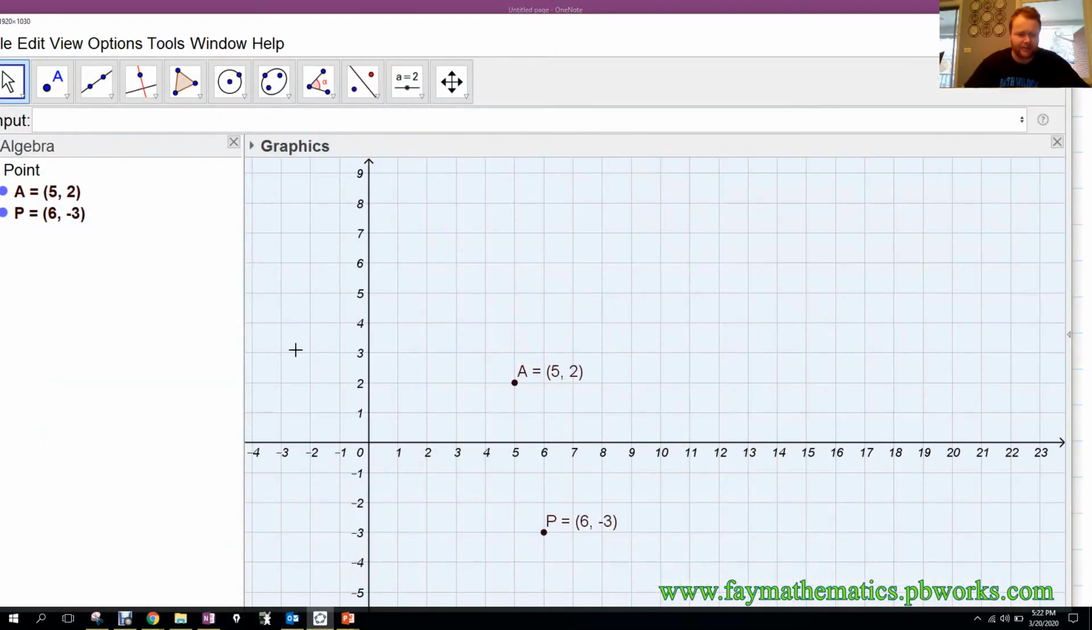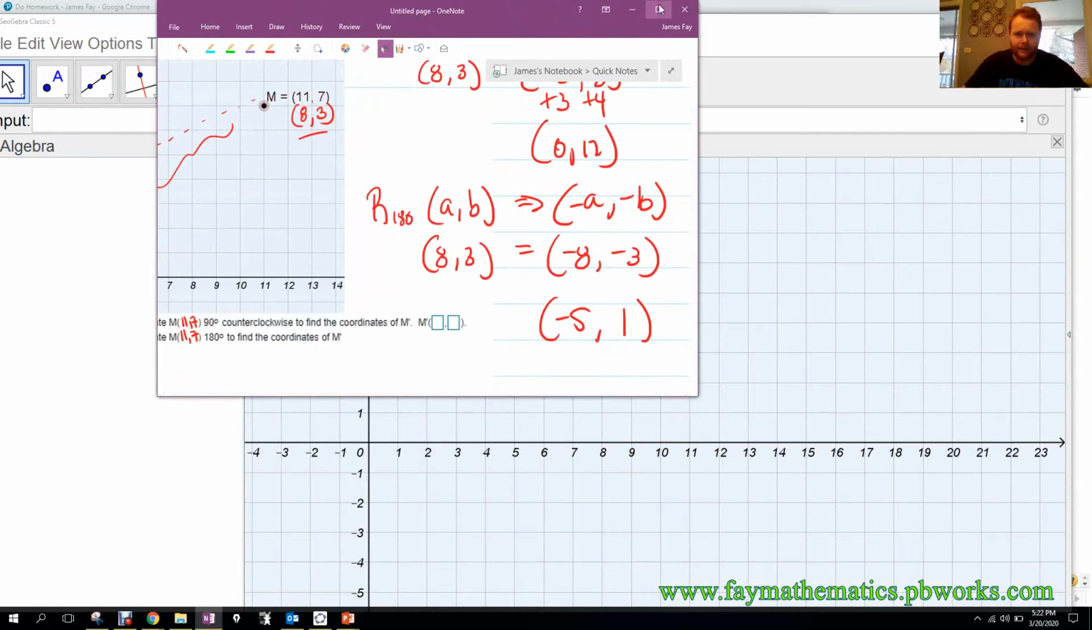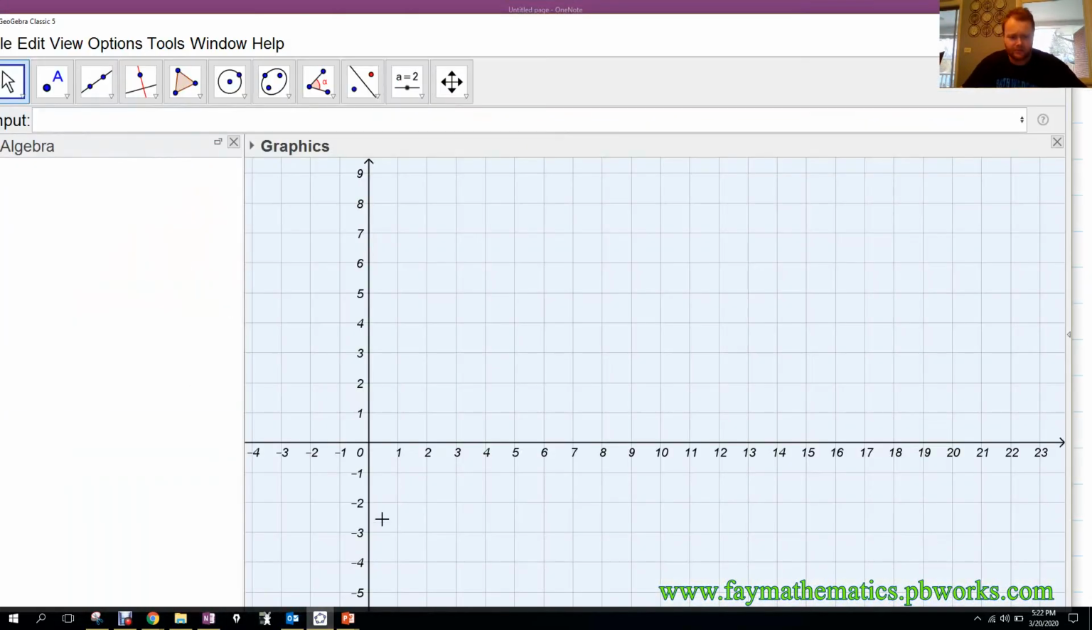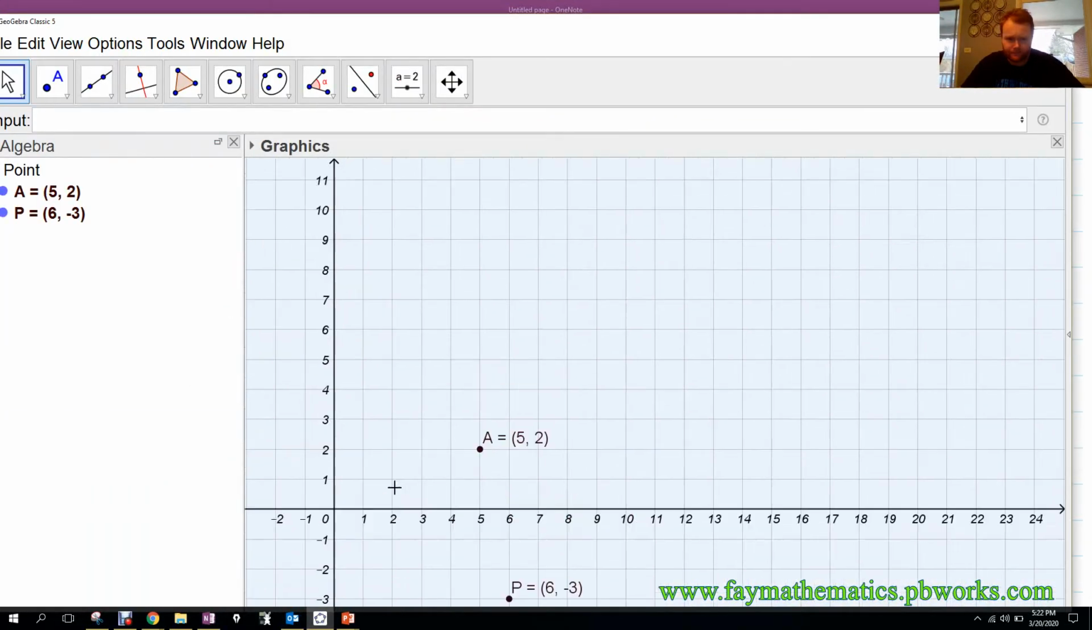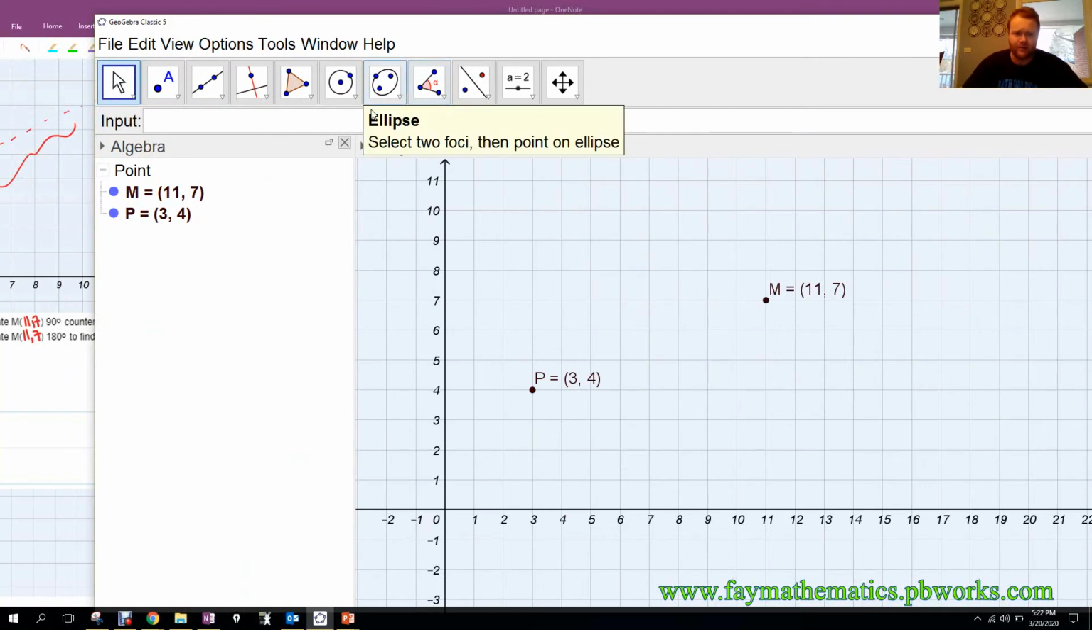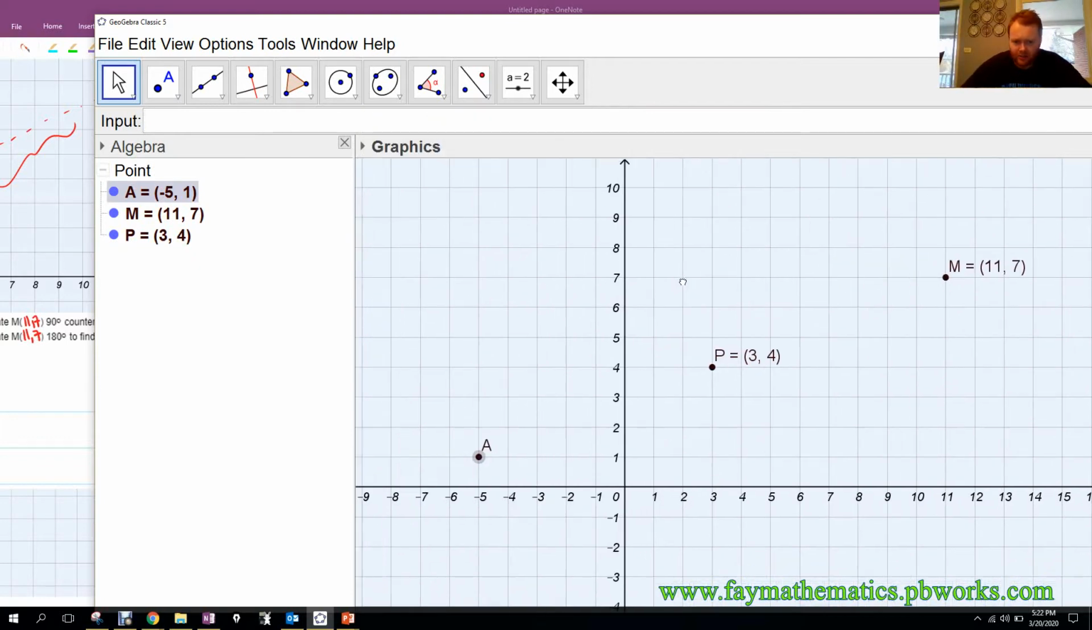If you were to graph that, let me see if I still got this in. I don't have it in GeoGebra still, but I can put it in quickly, I think. Actually, I should be able to. Alright, so those points there are the ones we were using, and we would find out -5, 1.